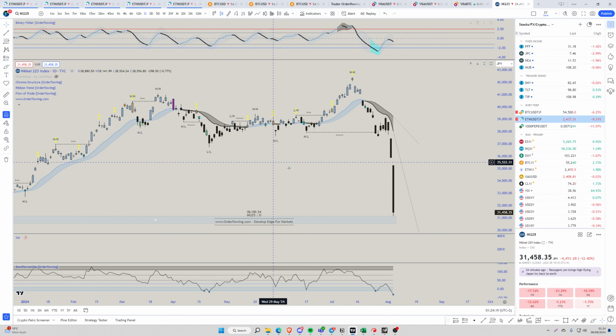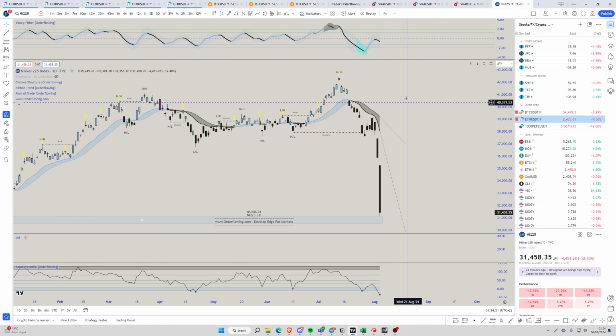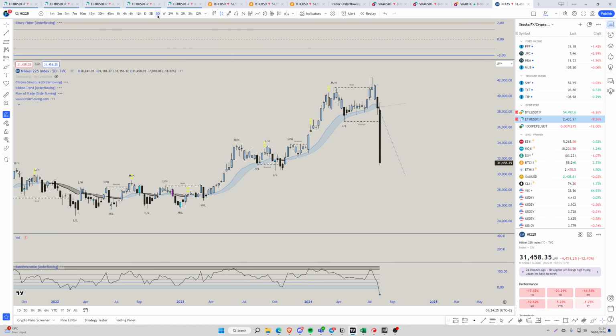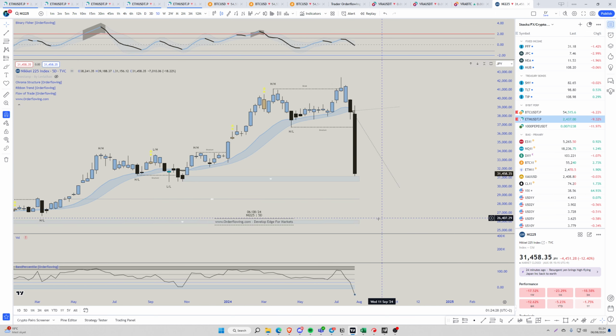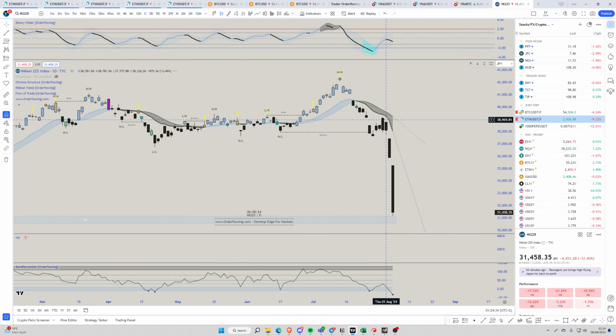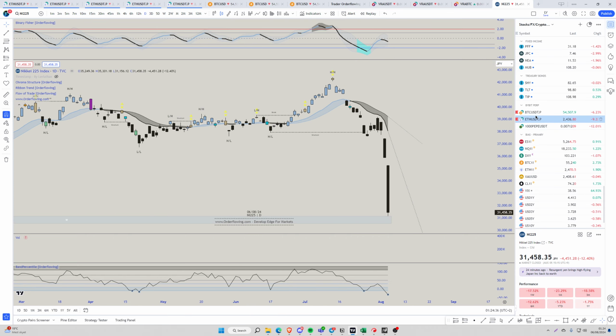So yeah, the worst day for this index in history actually. So that could be a way to check the sentiment of the different sessions.